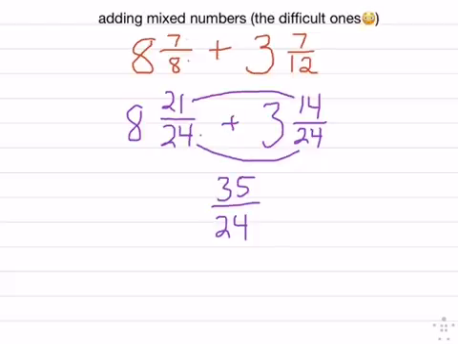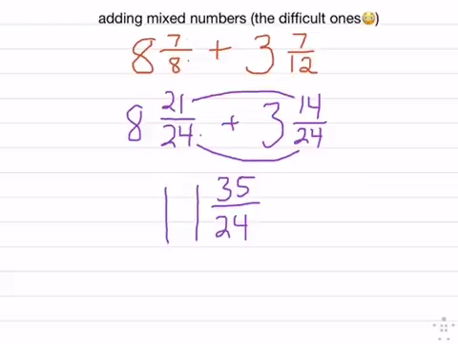Then, my whole number is 8 plus 3, which is 11. And that might seem fine, except for you can't have an improper fraction as part of your mixed number. So 35 over 24 is no good.